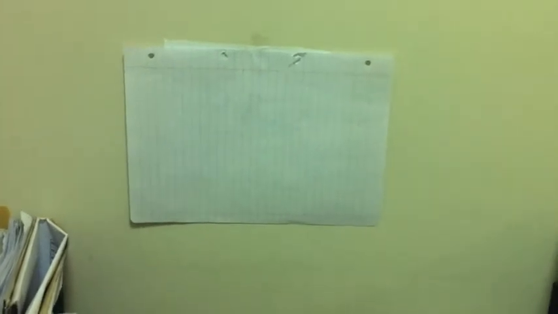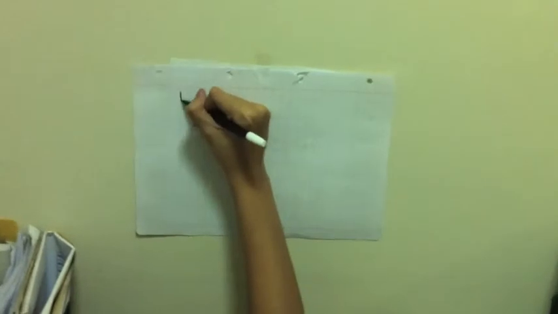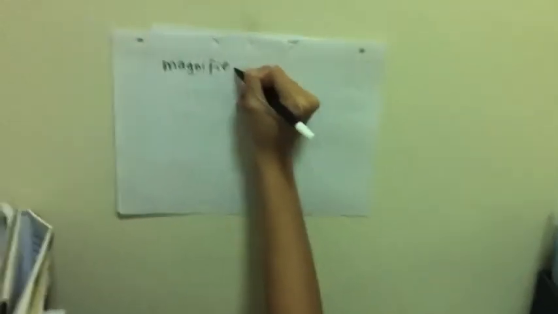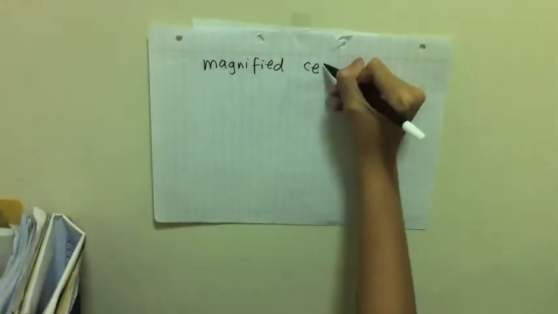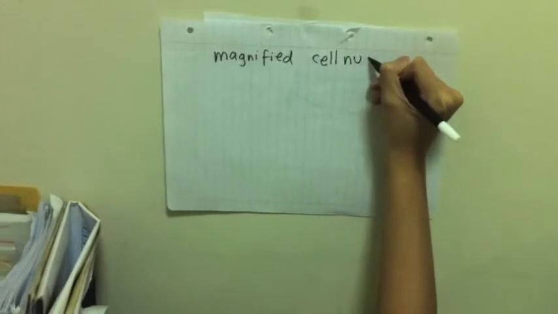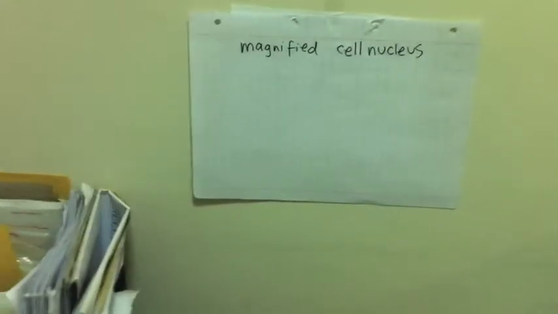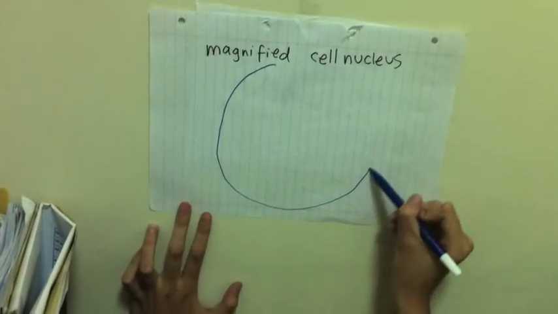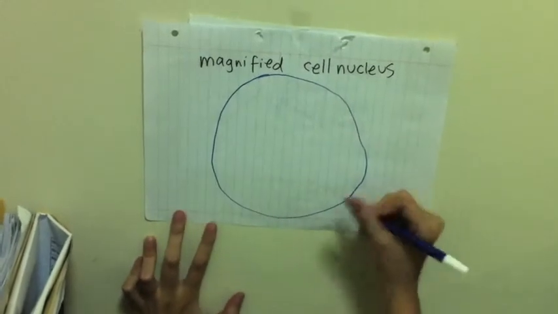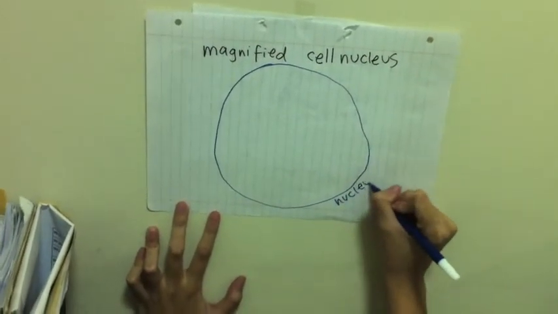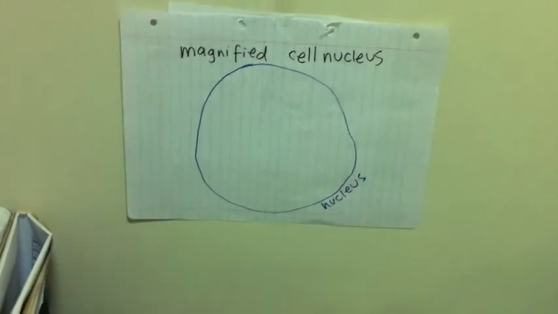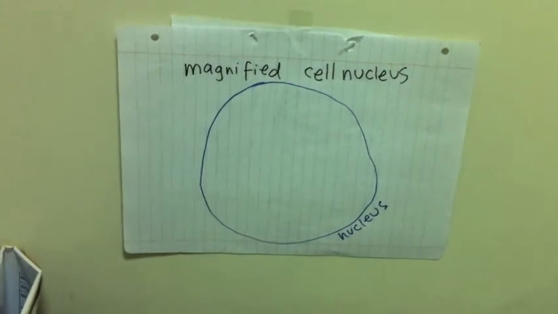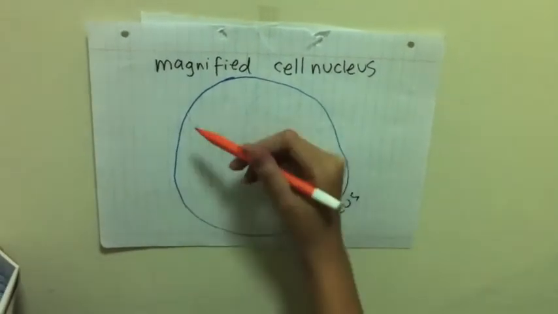So now we're going to magnify inside the nucleus. So we're going to study more about the chromosomes inside the nucleus. As it says on the paper, magnified cell nucleus. So we're just going to wait until the nucleus is drawn. And now the chromosomes that are going to be drawn, we're going to wait for that. So any moment now, there you go.